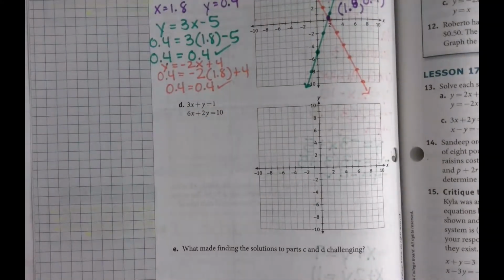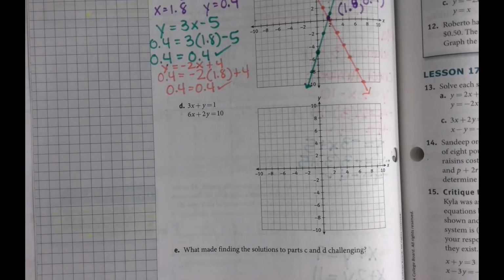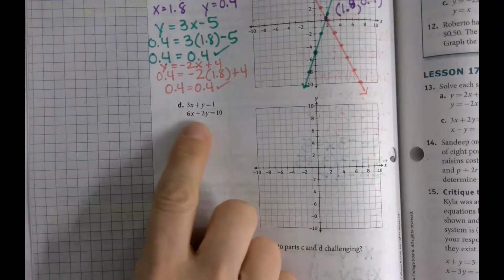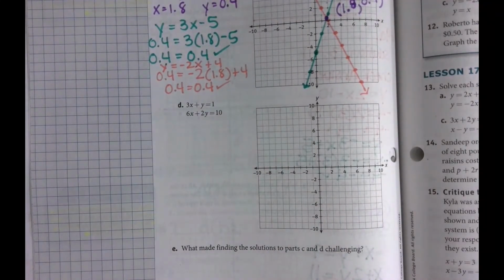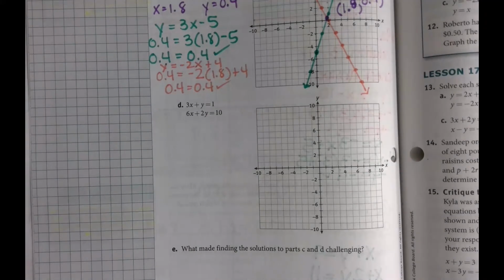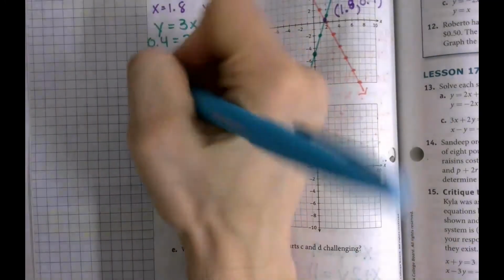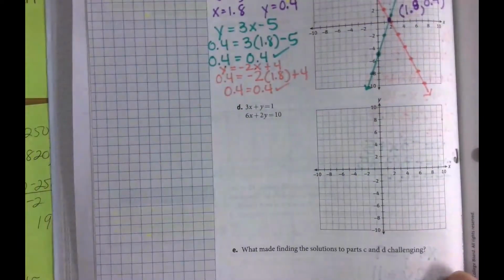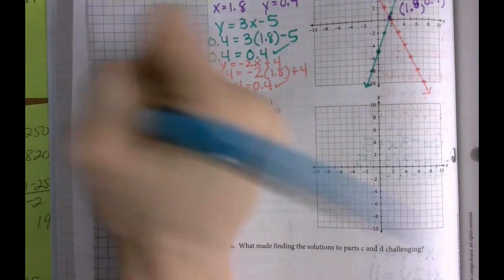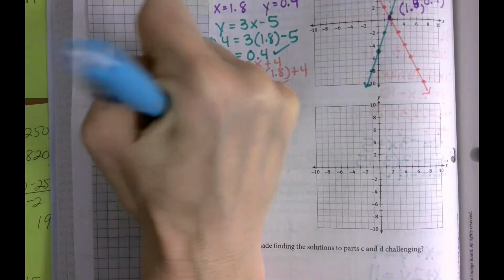Now this one, again, I first looked to see if it's in slope-intercept form. I noticed that these are in standard form, ax plus by equals c. I want to rearrange these equations so that they are in slope-intercept form. So starting with, I'm going to do it over in the notes section here, 3x plus y equals 1.